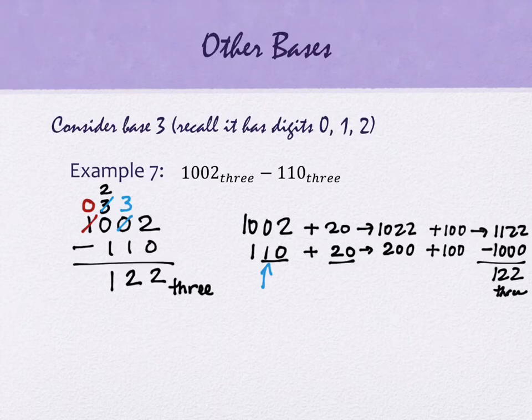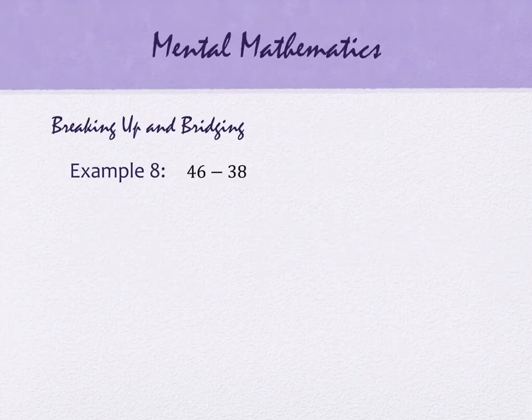All right, to finish up this lesson, we're going to take a look at some mental mathematics. And again, remember, mental mathematics is not approximations. We're just trying to talk about what we can do in our head to do a problem more quickly, more simply. The first mental math one is called breaking up and bridging, and we've seen this one before.